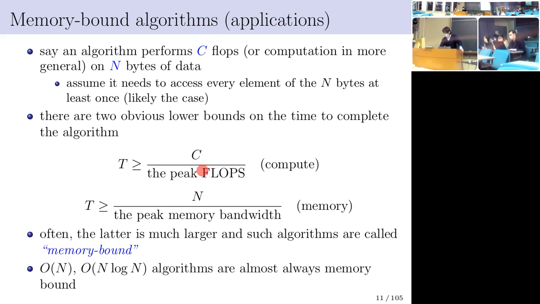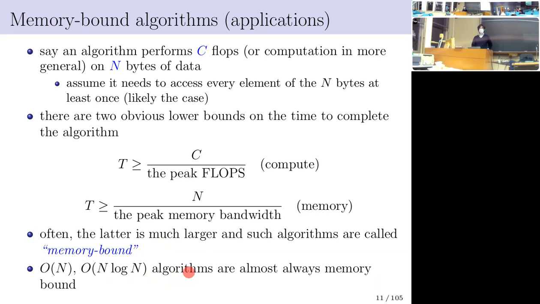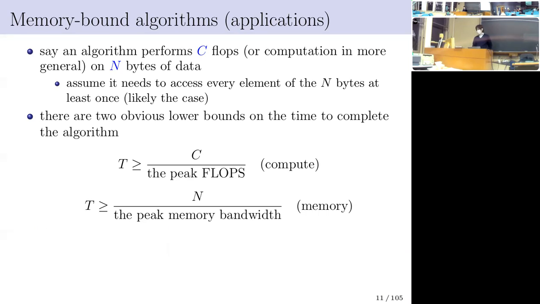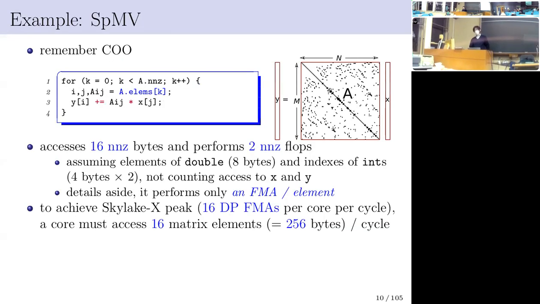And when you look at the actual algorithm, the latter is much larger, and such algorithms are collectively called memory-bound algorithms. So order n or order n log n algorithms are almost always memory-bound. So this sparse matrix vector multiplication is a very simple, typical example of an order n algorithm, right?